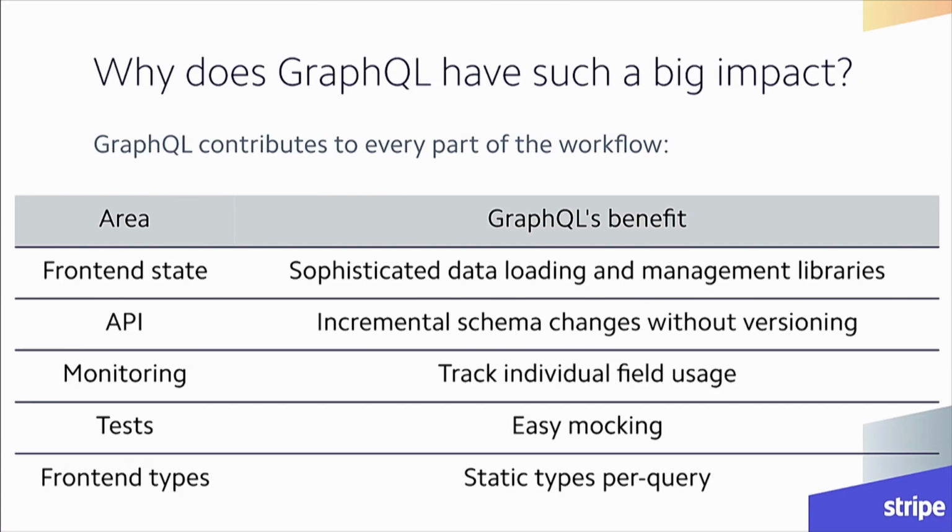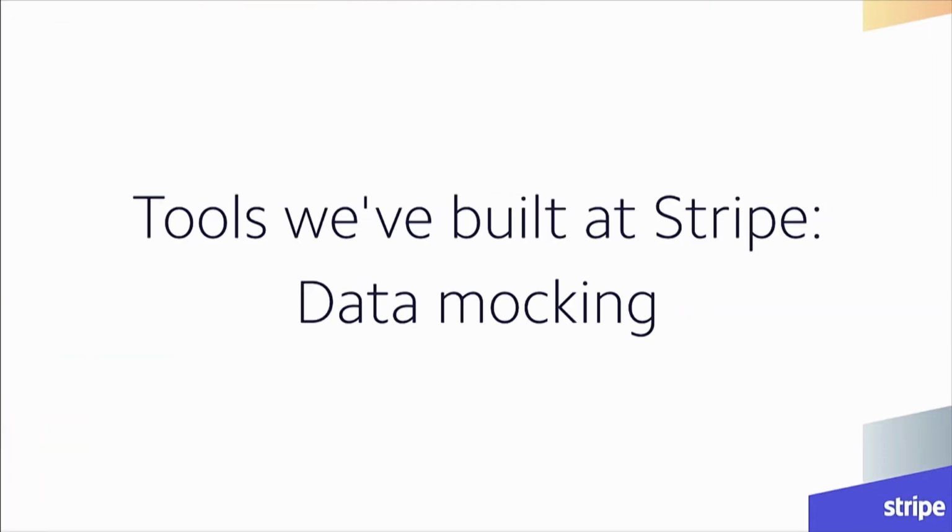Here's a couple more big impact stories with GraphQL. What I want to highlight here really is monitoring. In GraphQL, you can track usage for a specific field. This has traditionally been a very difficult thing to do in a REST API. You don't know what fields are actually being used when fetched from your backend. That's really hard to do. I'm going to talk about some of the other things in a sec. So first, let's take a look at some of the tools that we built at Stripe. First, data mocking.